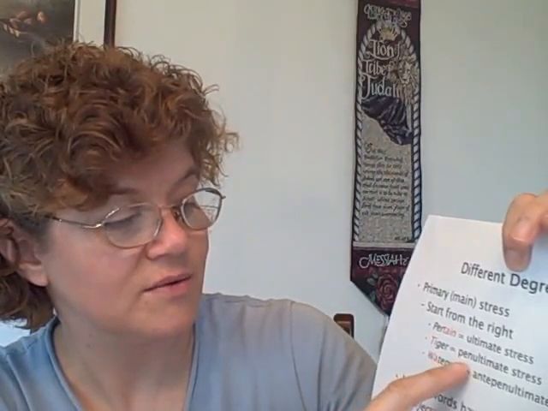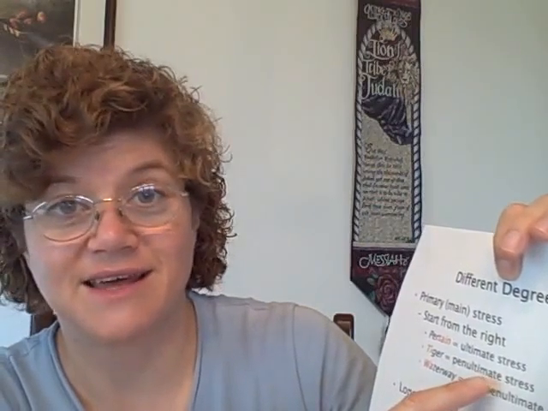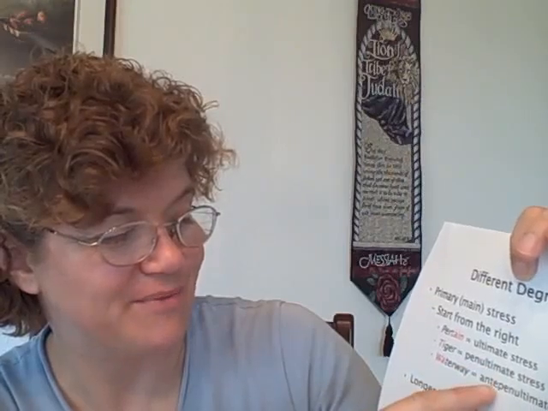Different degrees of stress. There's a primary stress, or the main stress. Start from the right. Pertain, the ultimate stress. Pertain. Tiger. I don't know if I can say that word. Waterway, and then that's the opposite of that. So, not on this, I'm going to have to practice that one.